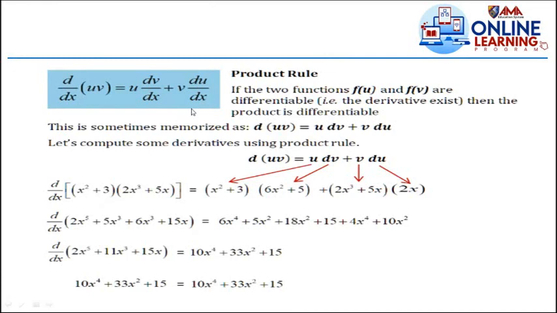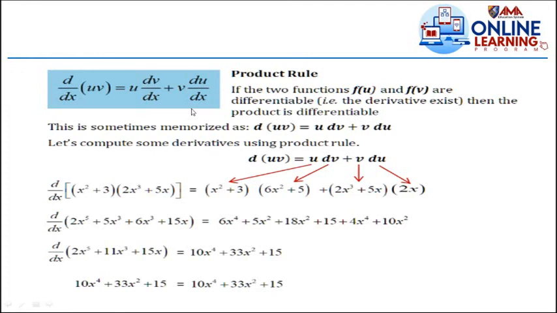So it's quite confusing, no? Product rule. If the two functions, the function of u and function of v, are differentiable, the derivative exists. Then the product is differentiable. So this is sometimes memorized as the derivative of u times v. At sa multiplication, ito na yung formula po natin. u dv plus v du. Okay? So yun po siya, no?